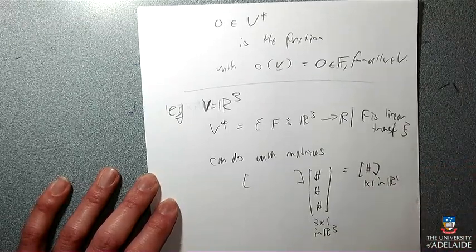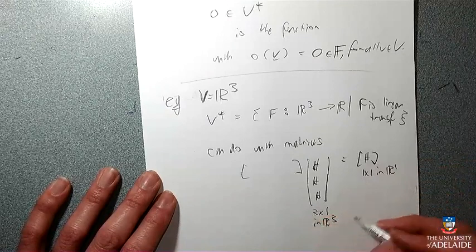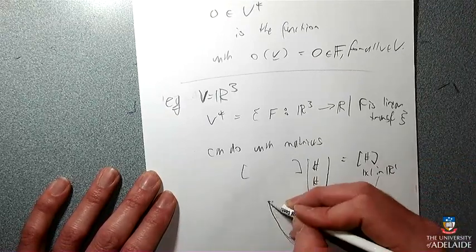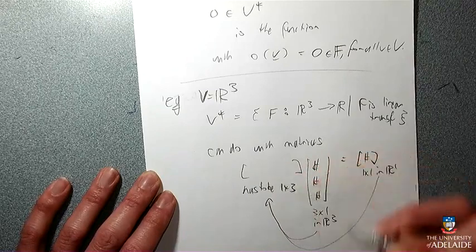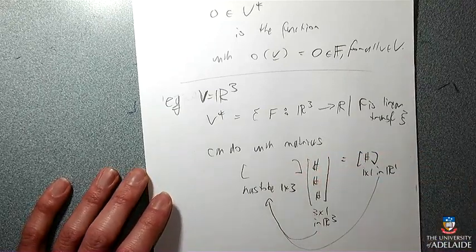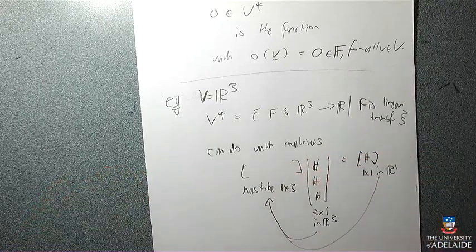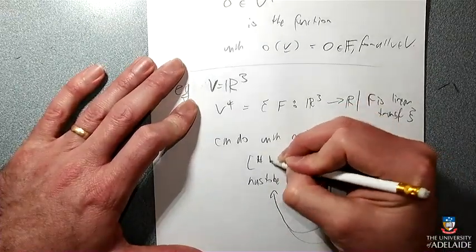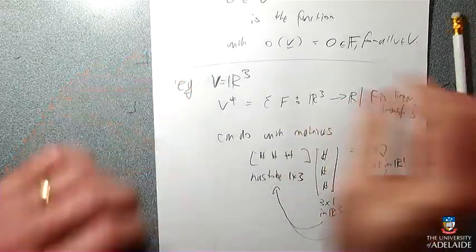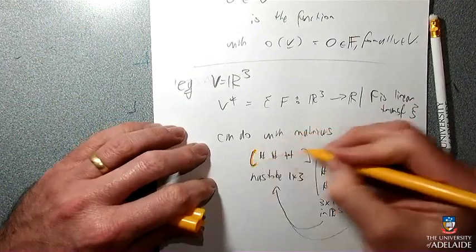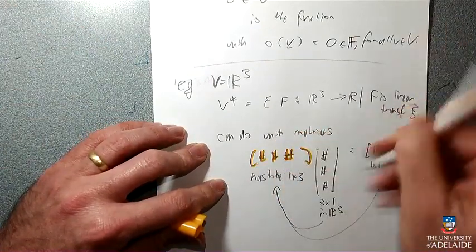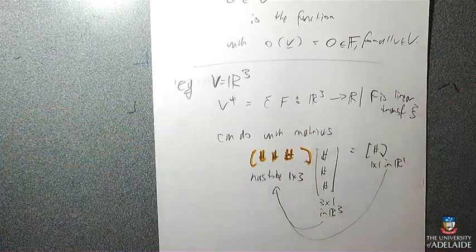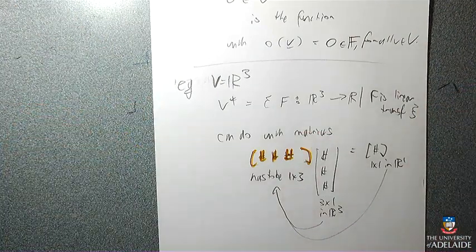In R1, and so this would have to be 1 by 3 as a matrix. Okay? So my V star is made of these things. My V star has to be made of 1 by 3 matrices. Okay?